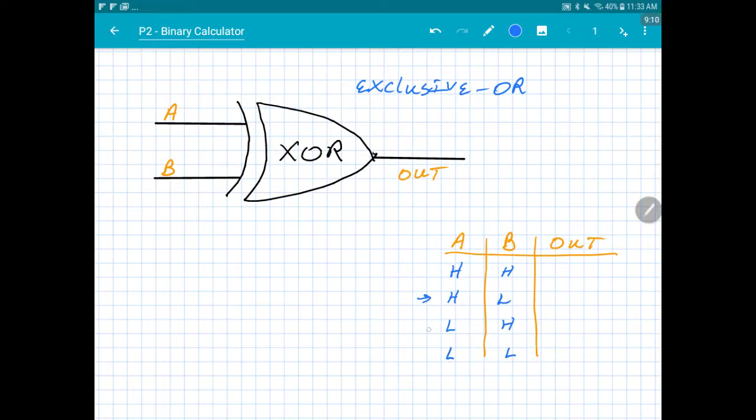Now, these two cases meet the criteria, so at least one gate is high. And now, the exclusive OR gate will get rid of this situation so that it only responds if these two cases happen. And then just like the other one, this one is still going to return a low signal.